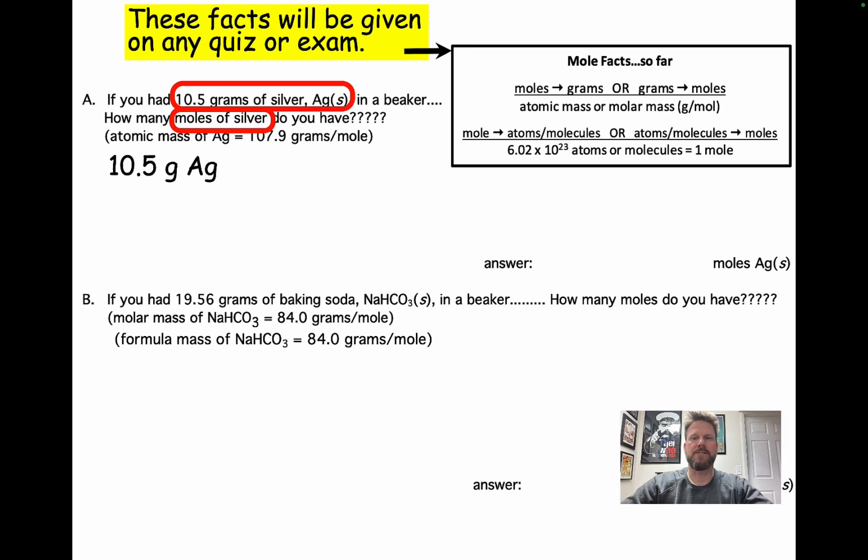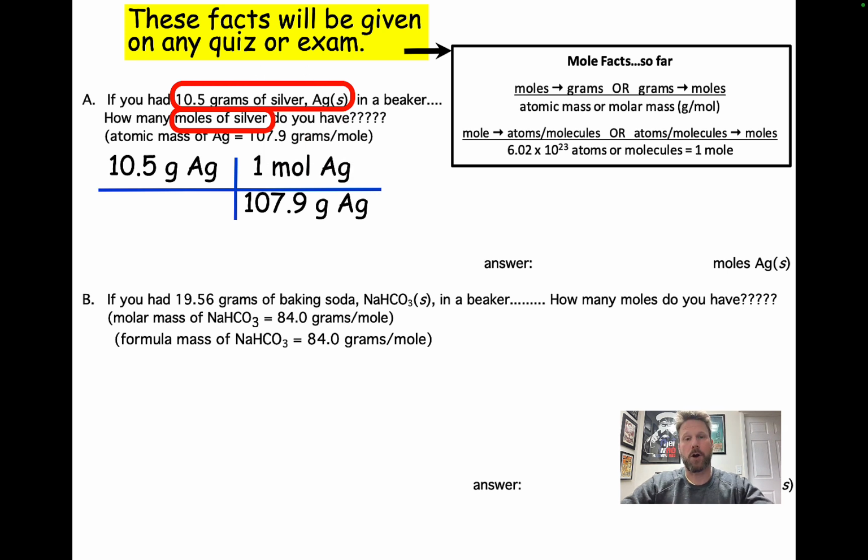Start with 10.5 grams of silver in your train track. This calculation should only take one step because the atomic mass allows for the conversion of grams to moles. There are 107.9 grams of silver in a mole of silver. Grams need to cancel. So 107.9 grams needs to go on the bottom, which means 1 mole of silver goes in the top part of the train track. Doing this causes the grams of silver to cancel.